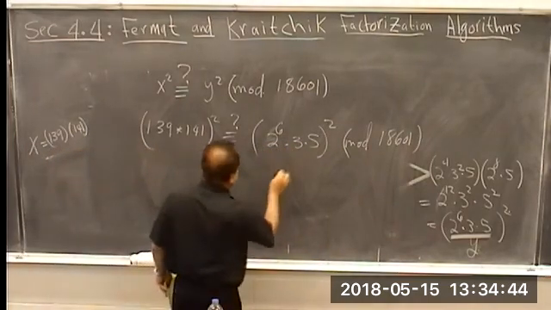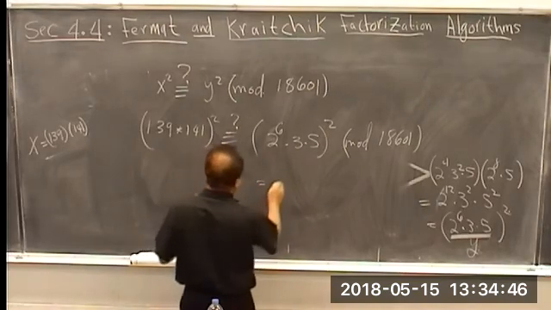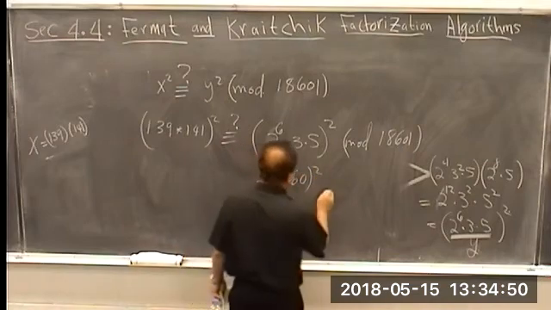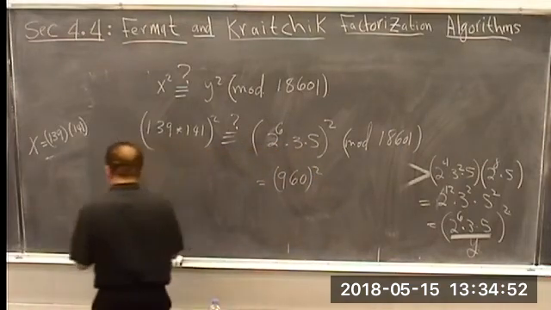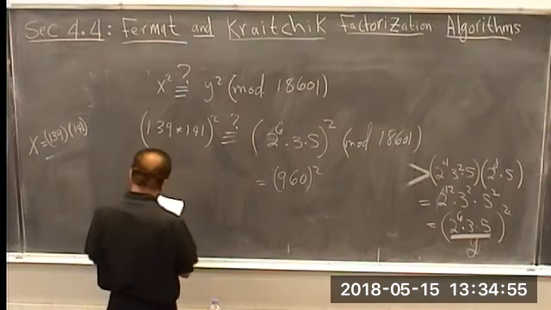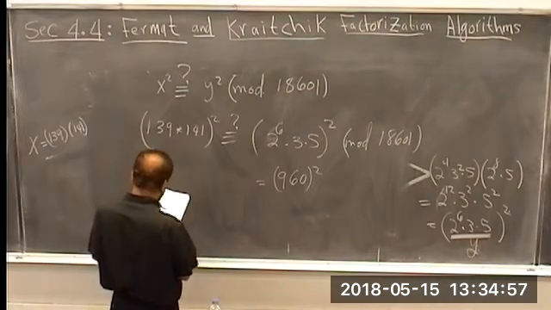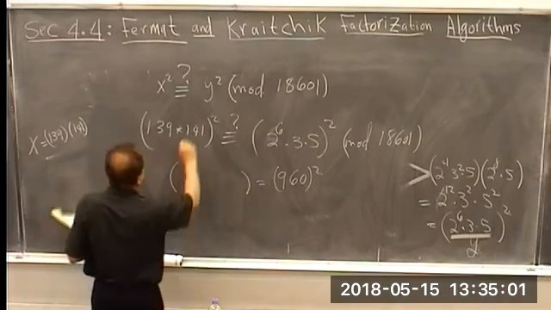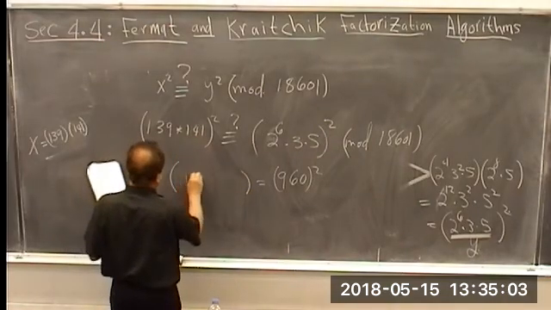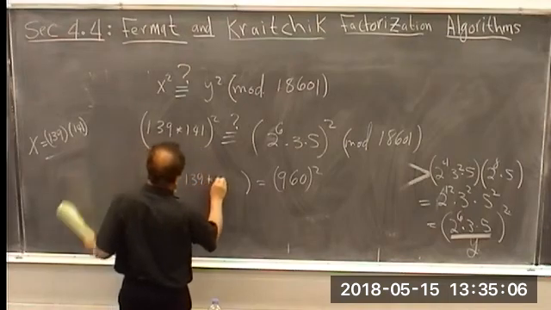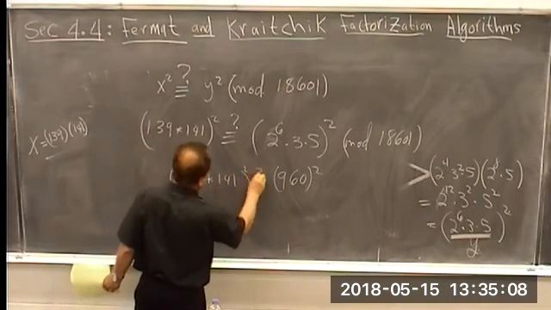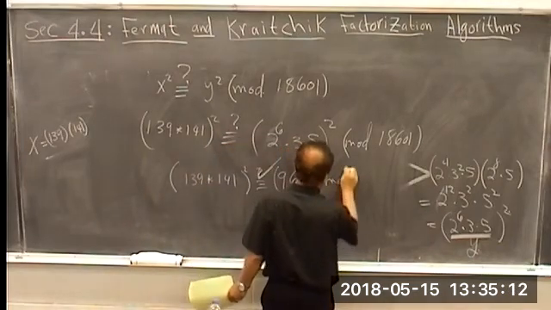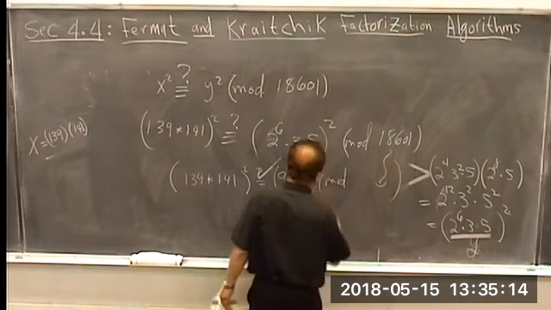This number right here turns out to be 960 squared. And this number in here is, I don't know if I have this product. Actually, I don't have this product. But I'm going to leave it for you to check and see if this works or not. This is congruent mod this number right there.